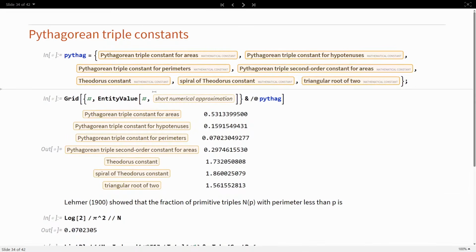I forget who it was. Hippasus, I believe, showed that the square root of 2 was irrational, and the Pythagoreans rewarded him by throwing him off the boat so he would drown. They killed him because they didn't want the square root of 2 to be irrational.